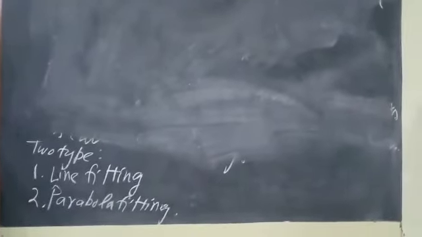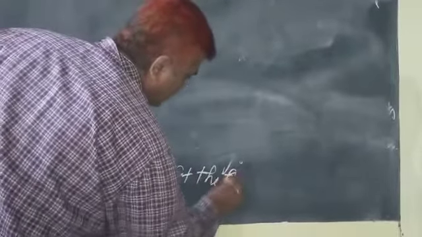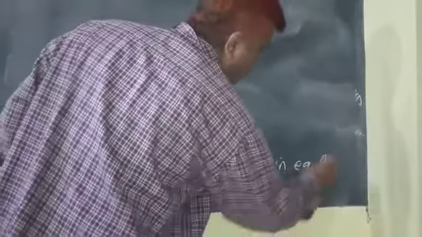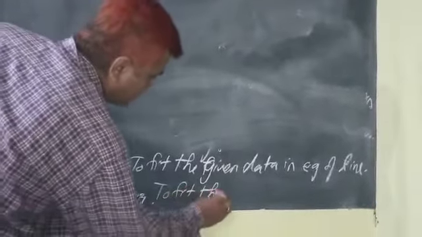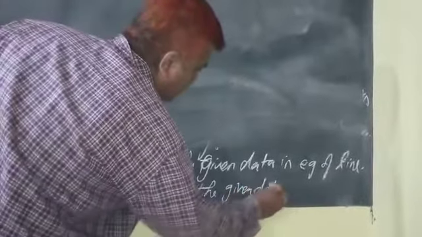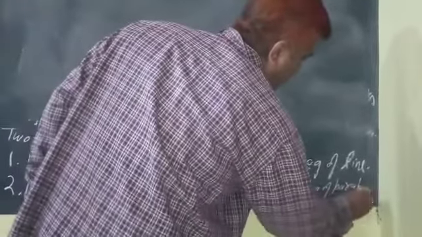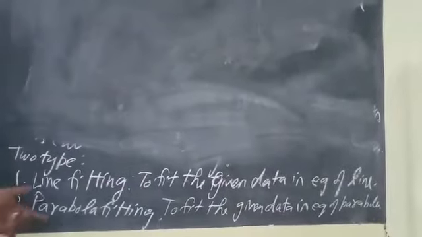For line fitting, we fit the given data in the equation of a line. To fit the given data in the equation of a line is called line fitting, and to fit the given data in the equation of a parabola is called parabola fitting.